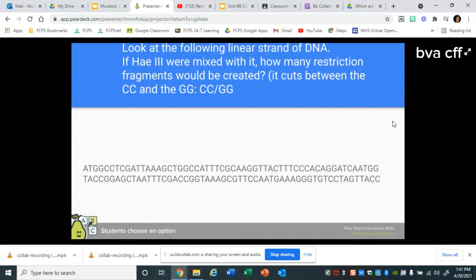You guys have good eyes. What are you seeing? Again, another good example of a potential multiple choice or FRQ question.